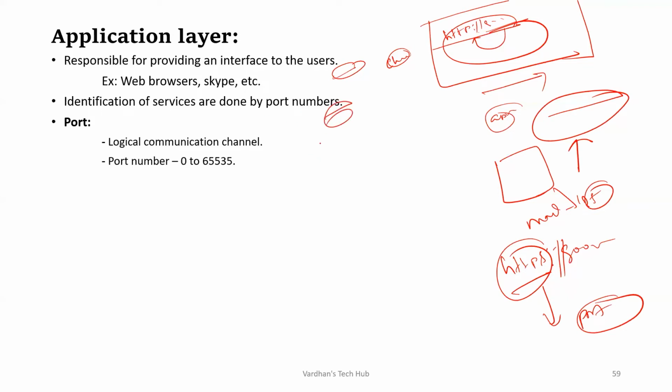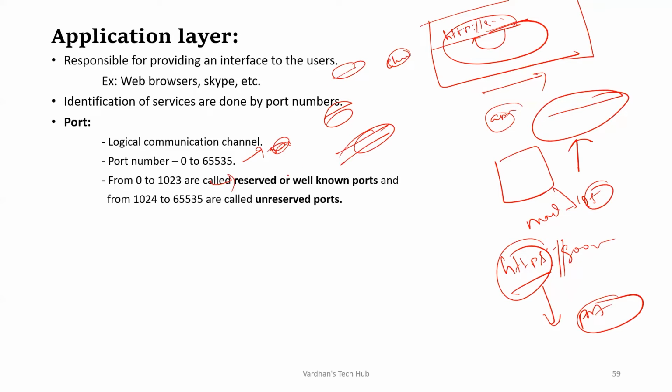A port is a logical communication channel, and the port numbers run from 0 to 65535. These are categorized into 2 types: reserved ports, or well-known ports, and unreserved ports. The reserved ports are from 0 to 1023, called reserved or well-known ports, and anything above 1024 is called unreserved ports.